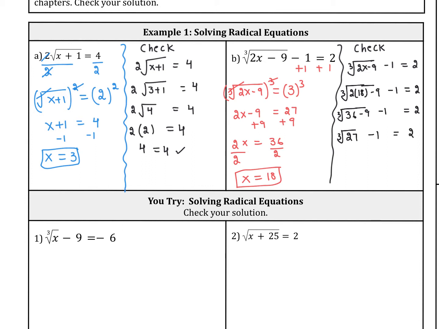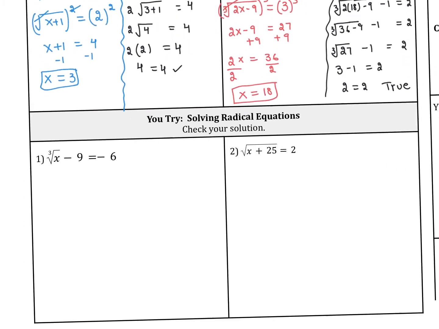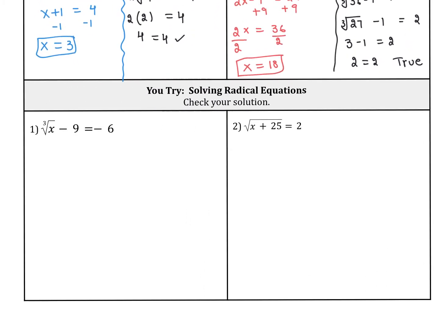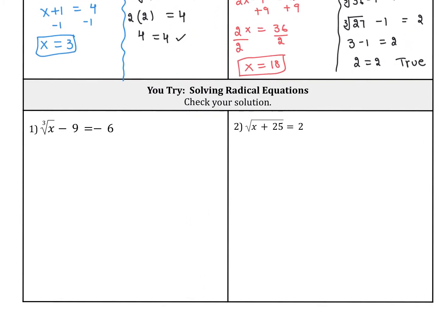And cube root of 27 is 3. So 3 minus 1 equals 2. 3 minus 1 is 2. So 2 equals 2, which is true. Next, we are going to do the U-try problems, number 1 and number 2.